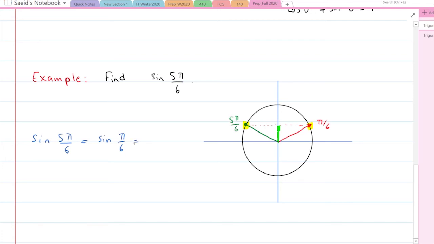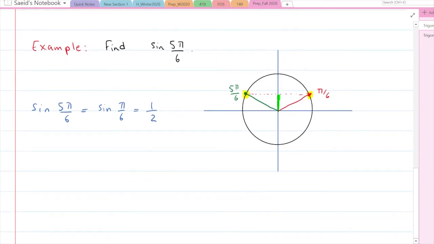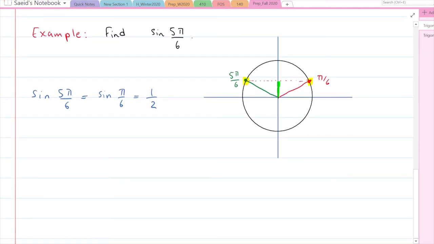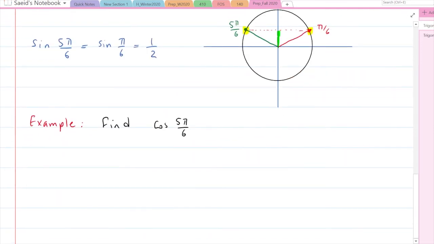Assuming that you know sine of pi over 6, because it's in the first quadrant, you need to know the special angles and their trigonometric ratios in the first quadrant. The answer to this would be 1/2. So this is how you can find the trigonometric ratios in other quadrants. Now, let's say another question asks you to find cosine of 5 pi over 6. We can do the same thing.